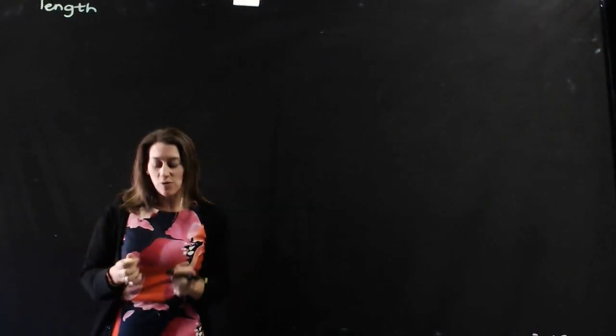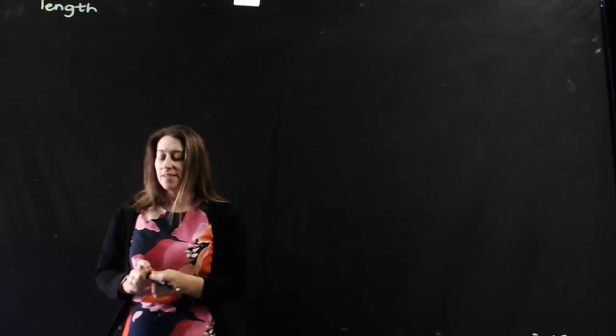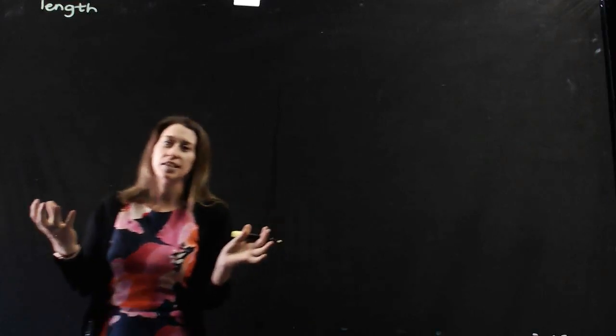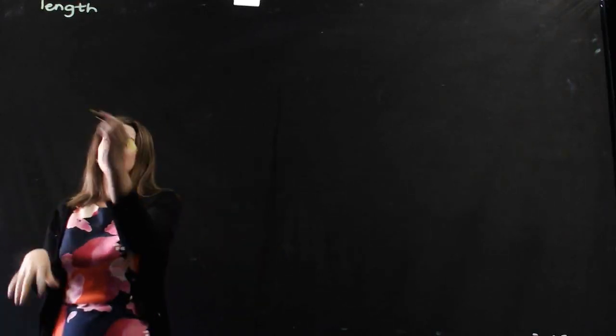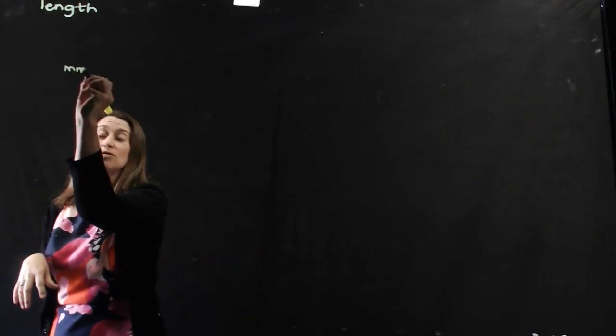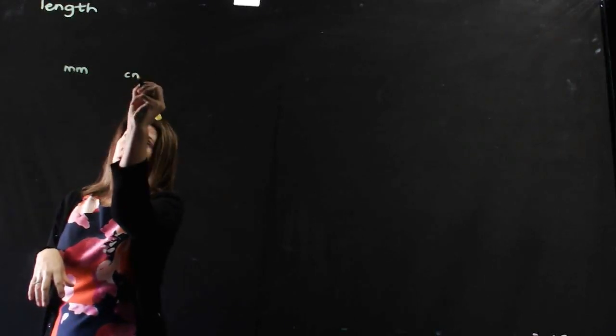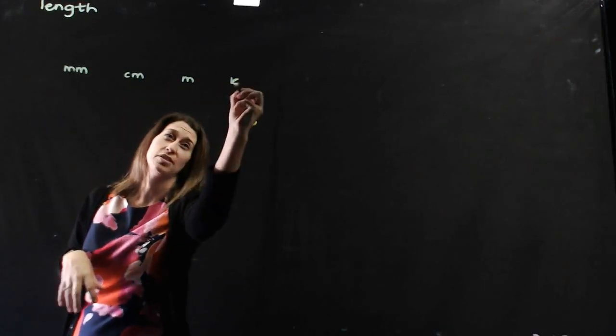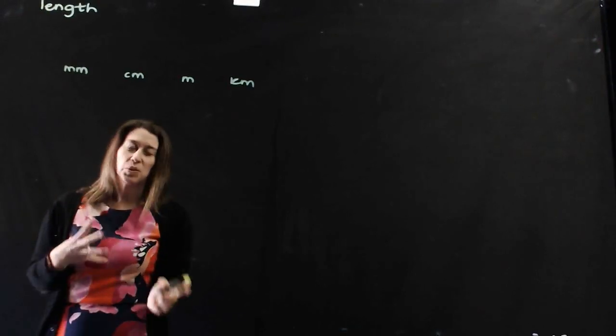In this video, we're going to revise length and perimeter. So that involves, firstly, thinking about the units of length. Well, we can use millimeters, centimeters, meters, kilometers. Now, how do we convert between one to the other?